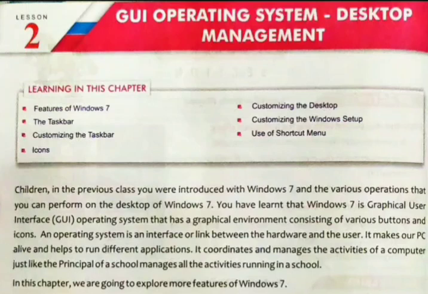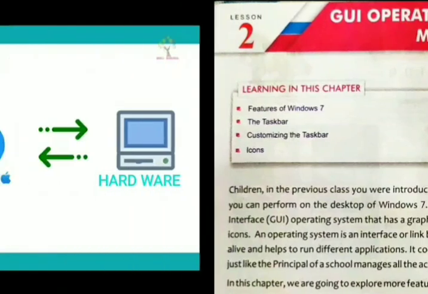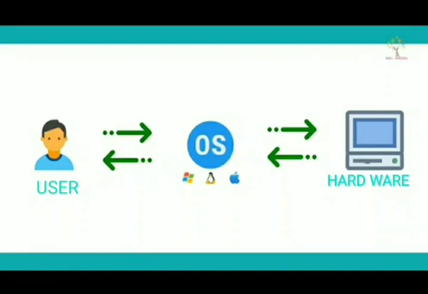Okay, so students, in your previous class, you all might have studied the Windows 7 operating system and might also have done some operations on the desktop of Windows 7. Now, the first question arises, what is this operating system? Operating system is a link or bridge through which the user communicates with hardware. Hardware means computer. Now, let's know who is the user. All the persons who use the computer are called users. So who uses the computer? We use it, that means we all are users.